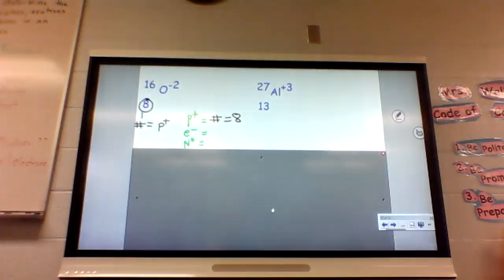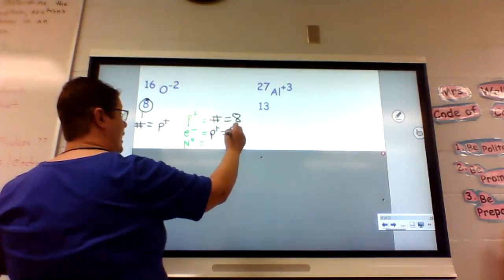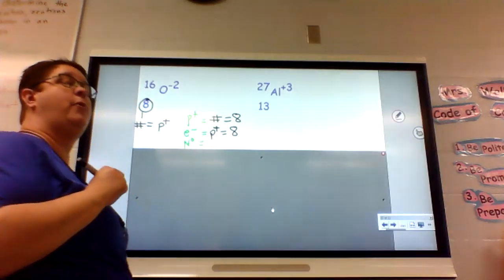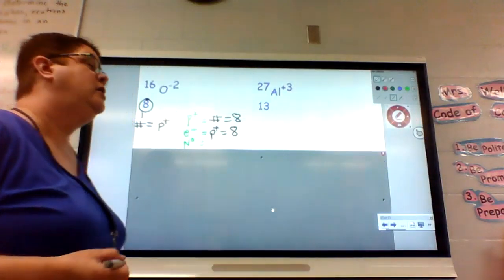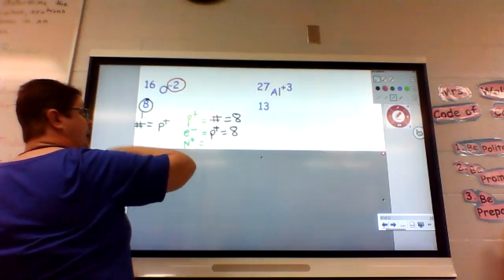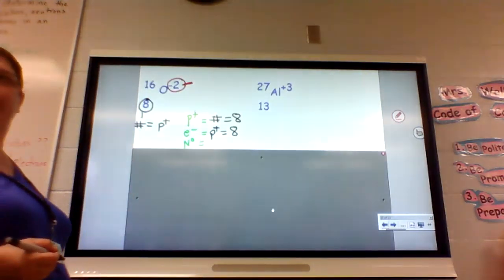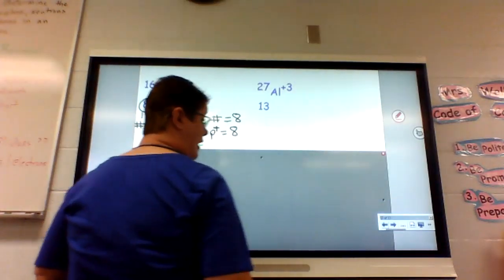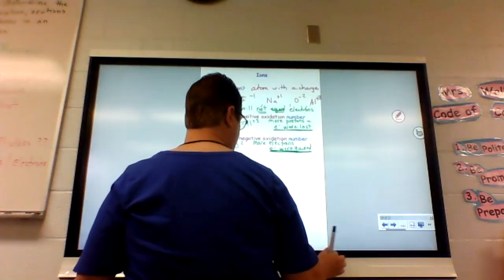Now, from what we did a minute ago, what do we know the protons are the same as? So the electrons are the same as the protons, which are 8. Now, this is the part that makes it different. So this -2 right there means what? It means there are more electrons. If I go back right here, it means electrons were what? Added.